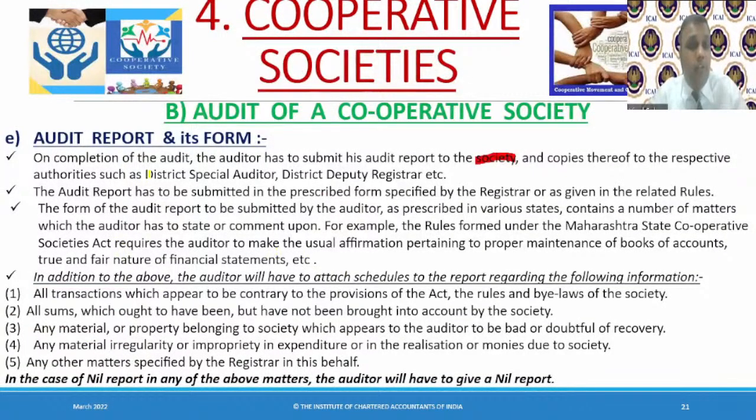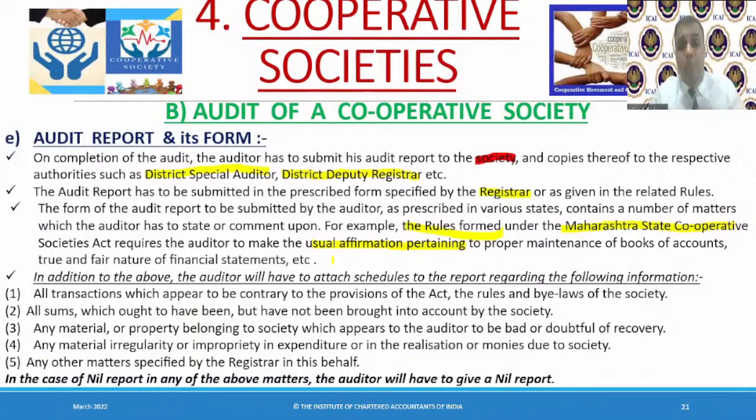and thereafter to the respective authorities, such as the district special auditor and the district deputy registrar. The audit report has to be submitted in the prescribed form specified by the registrar as well. The form of the audit report to be submitted by the auditor, as prescribed by the state acts, differs on a number of matters. The auditor has to take care of what form he has to furnish his audit report in. For example, the rules formed under the Maharashtra State Cooperative Societies Act require the auditor to make useful affirmations pertaining to proper maintenance of books of accounts, true and fair nature of financial statements, etc. He has to include this in his audit report.